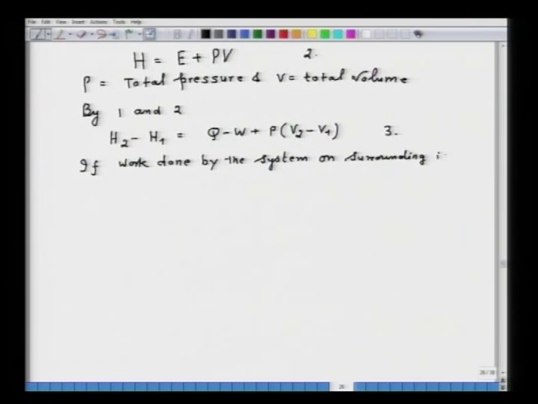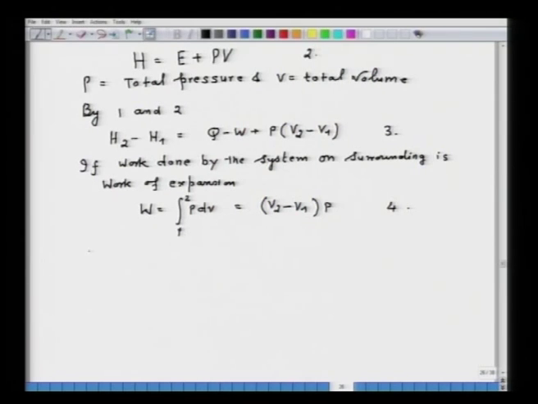Surrounding is work of expansion, that is, only expansion work is done. So, in this case W equals the integral from 1 to 2 of P dV, and that is equal to (V2 minus V1) times P. Let us call this equation number 4.